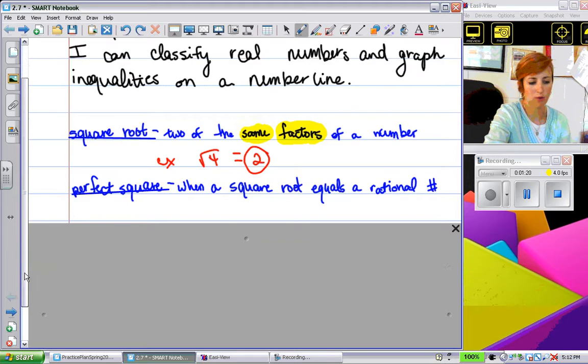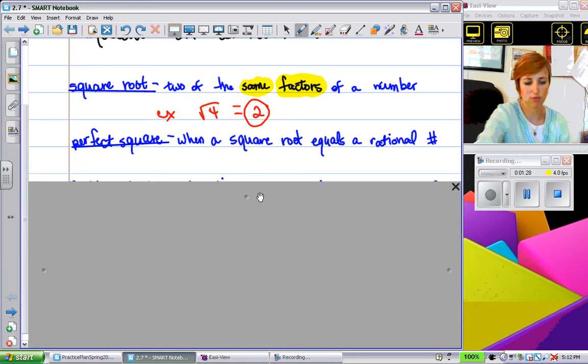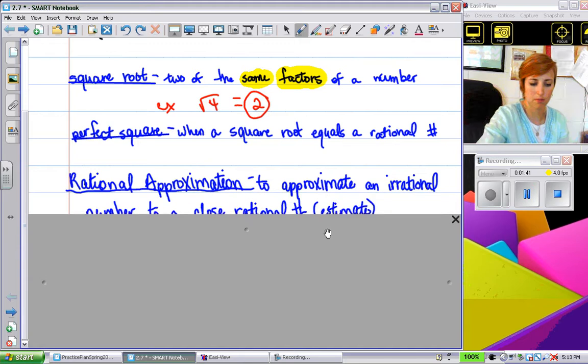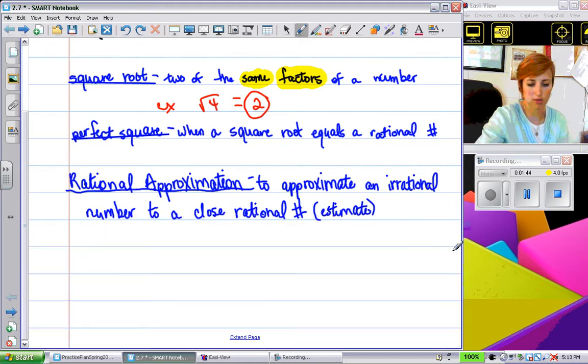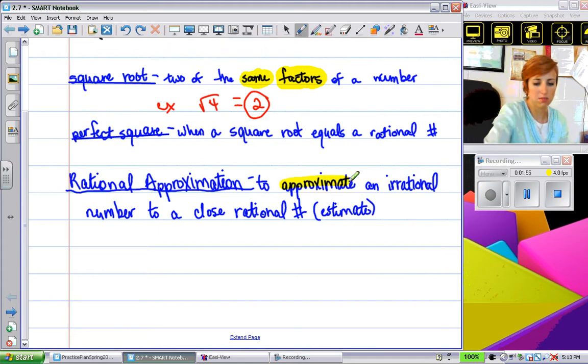Our next one is perfect square. And perfect squares is when a square root equals a rational number. So I'm just going to refer you back up here. 2 is a rational number, so square root of 4 is 2, is also a perfect square. Our last one is rational approximation, and it is to approximate an irrational number to a close rational number. And basically, the big keyword here is the approximate, and that just tells us to estimate, so estimating numbers.